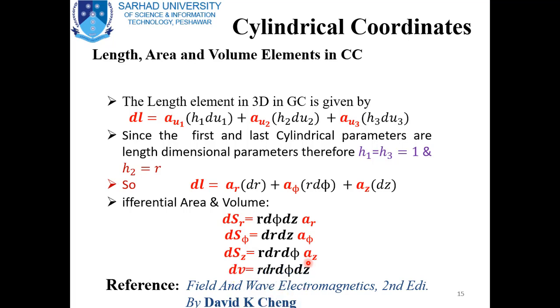And the volume, which is the three-dimensional space in cylindrical coordinates, will be equal to r dr d phi dz, which comes from the scalar triple product of the cylindrical coordinates. So these are the length, area and volume elements in cylindrical coordinates.